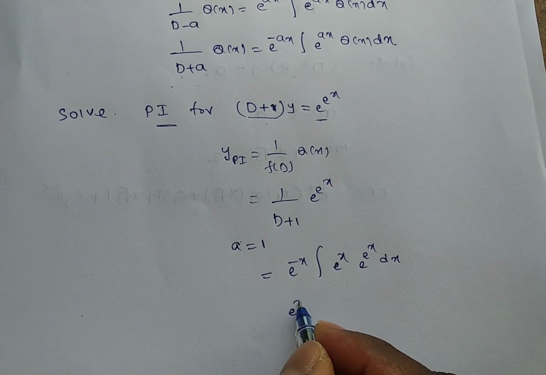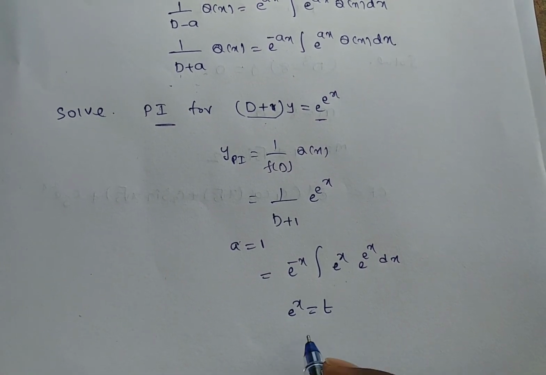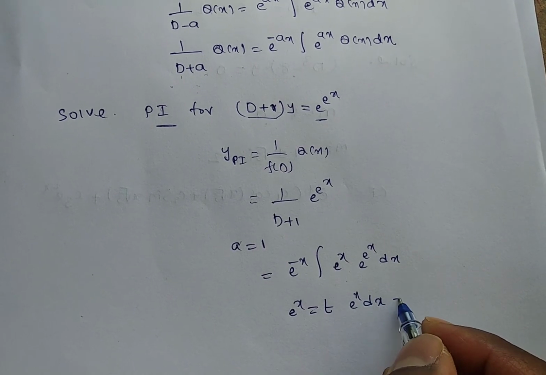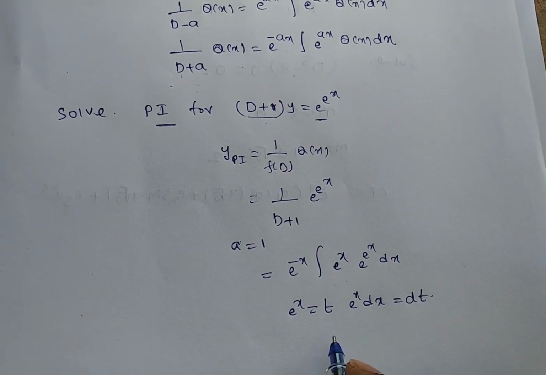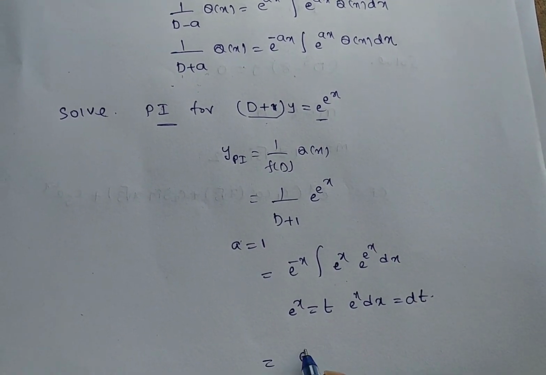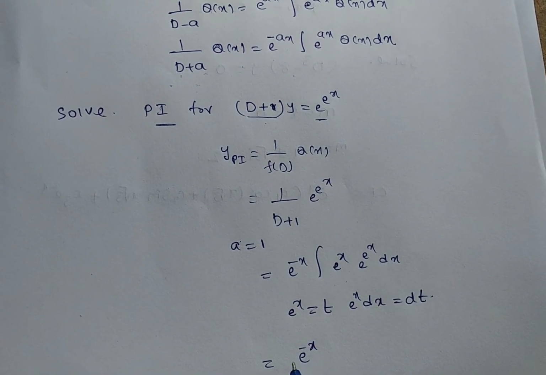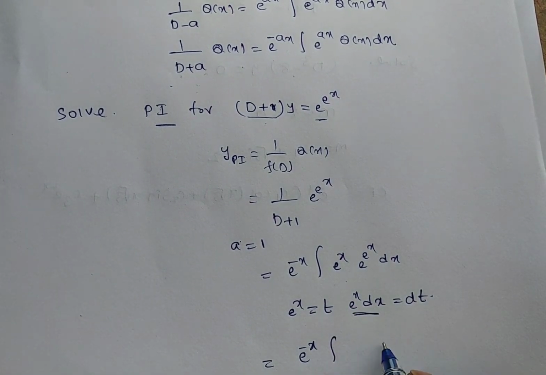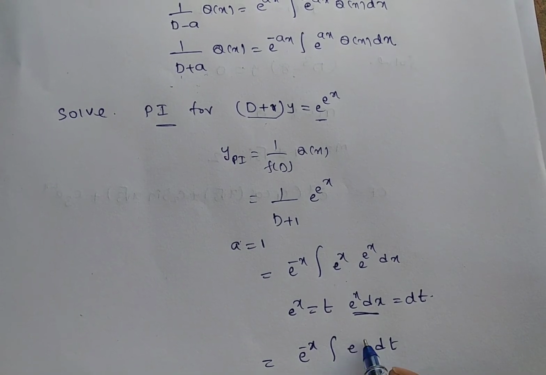Let e to the power of x is equal to t. In this case, differentiate. Then e power x dx will become dt. Substitute this value in the above integral only. Left side I am not substituting here. So e power x dx is what here? dt. So I am writing dt. e to the power of e power x will become e power t.